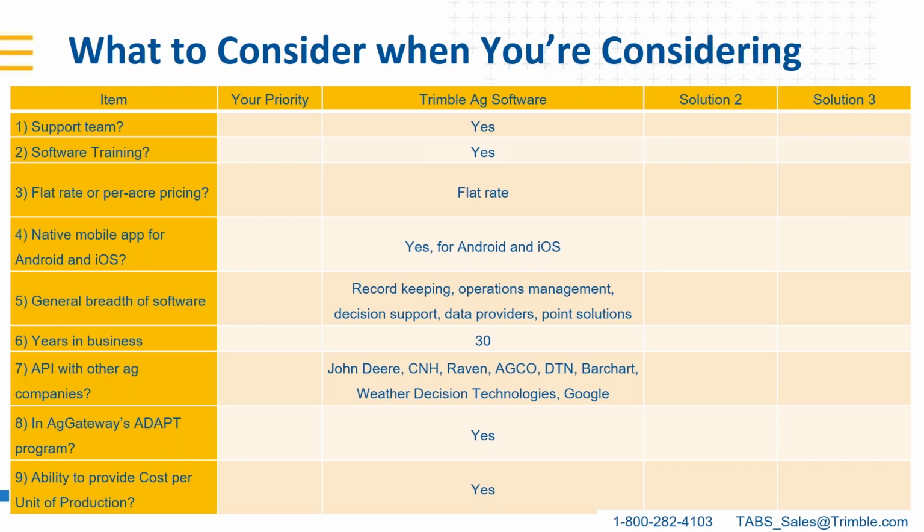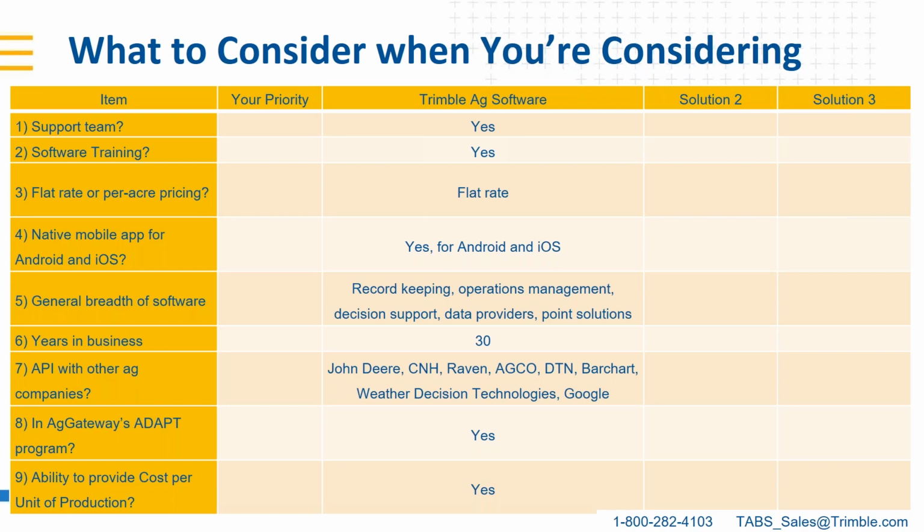Is it an Ag Gateway's ADAPT program? So ADAPT is an acronym, and it's a program that is, again, about standardization. There's just so many devices, so many pieces of software, and Trimble is committed to making sure that our software interacts in a friendly way with everyone else, using that program from Ag Gateway.